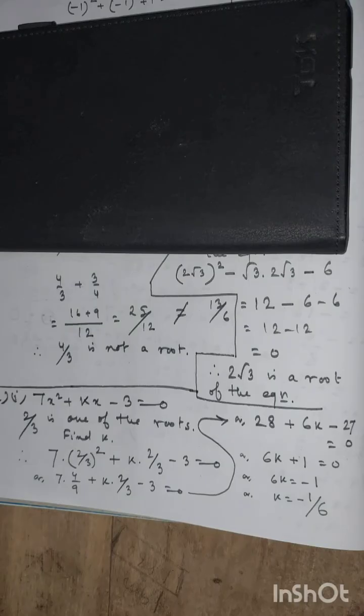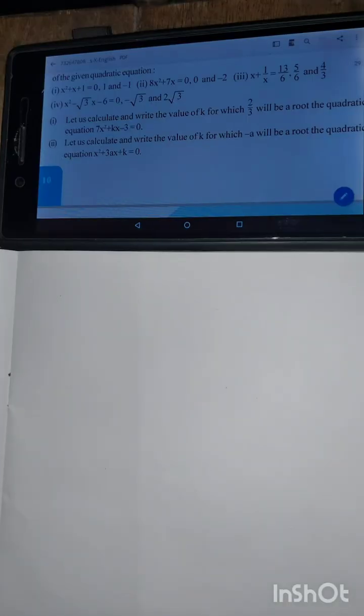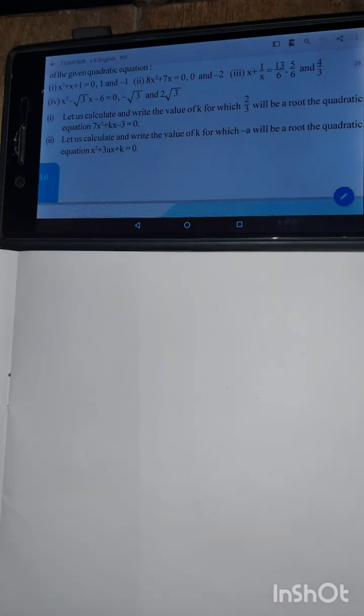Now, friends, let us proceed to our next question. That is Roman 2 of 2. Roman 2 says, let us calculate and write the value of k for which minus a will be a root of the quadratic equation this.